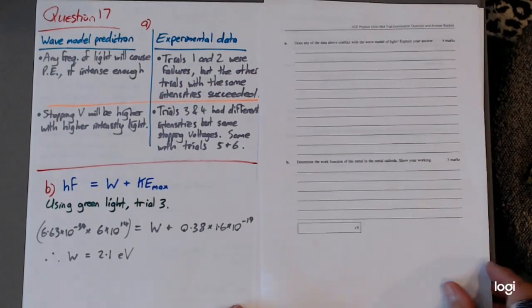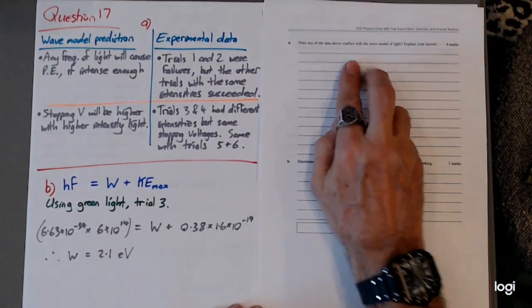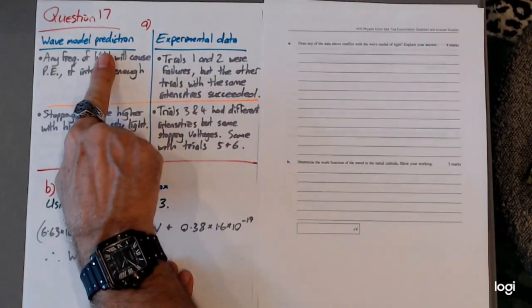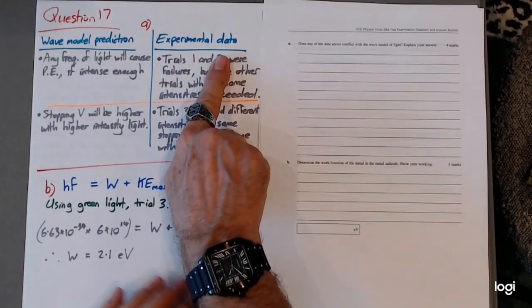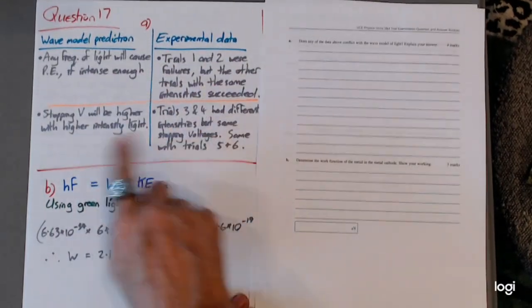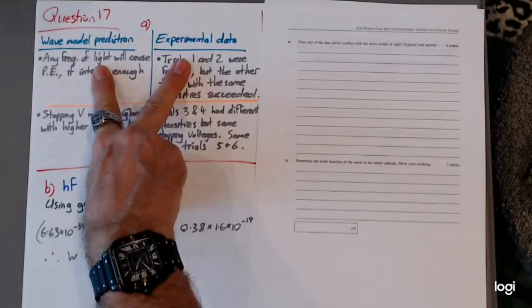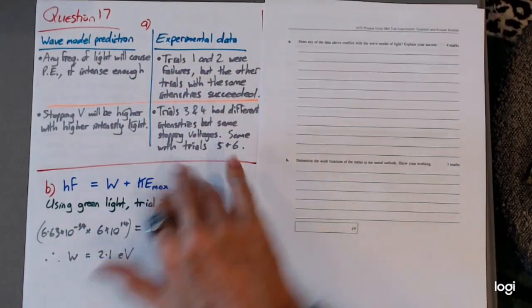You have to have the data and you have to have the wave model, right? So this is what I've got. I've got a table. This is the wave model prediction, and this is what the data showed. Make it as clear as possible that you're linking the two things that are mentioned in the question in your answer. That's really good setting out.